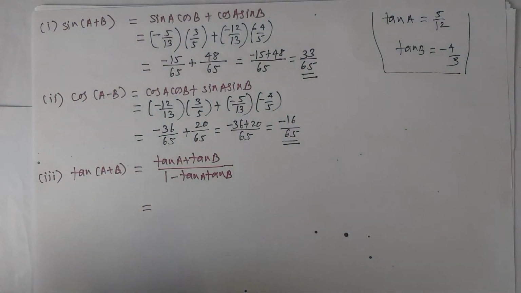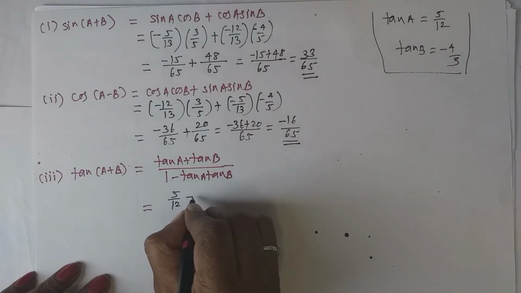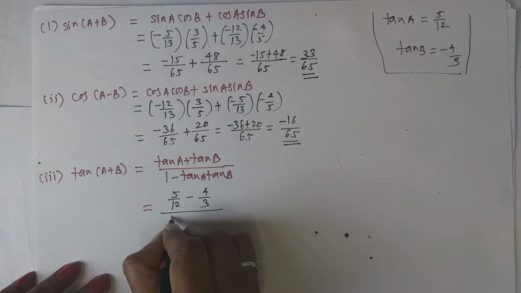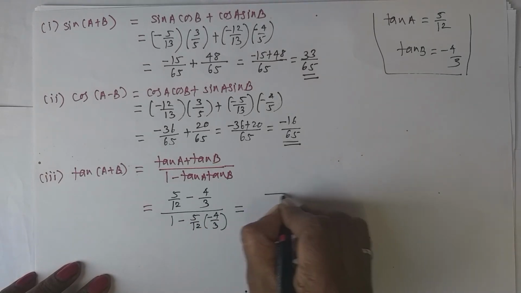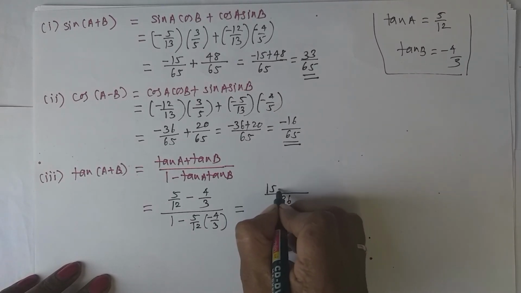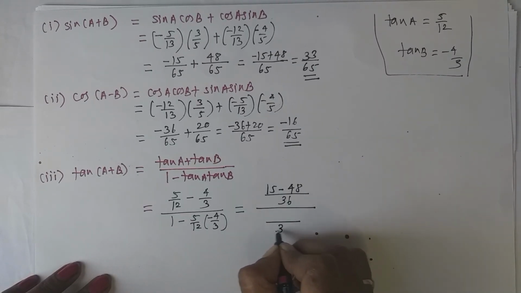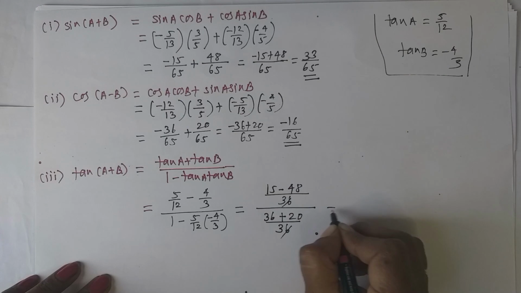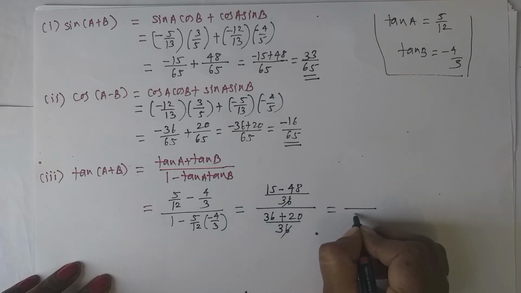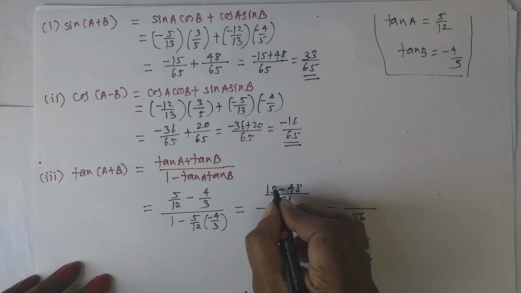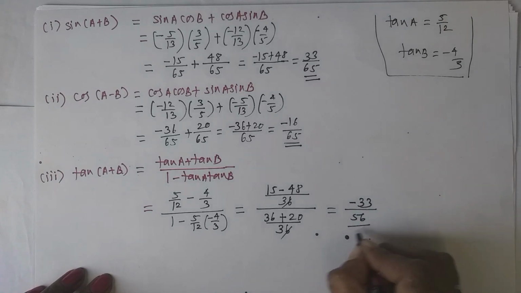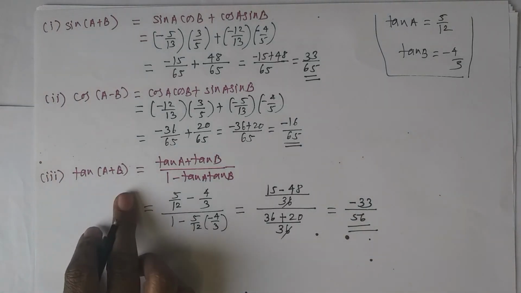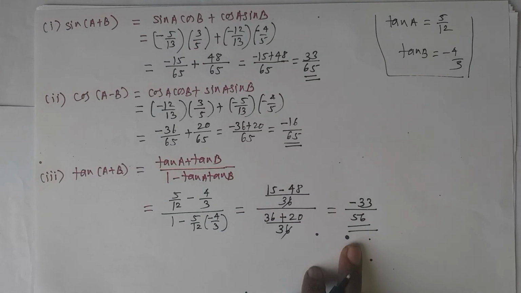I will keep these values in this formula: (5/12 - 4/3) divided by (1 - 5/12 into -4/3). Take LCM 36. Then this will be 15 minus 48, and the denominator LCM again 36, this will be 36 plus 20. This 36 will get cancelled, and this will be 56, and here 15 minus 48 will be minus 33. In this way we have got the value of tan(A+B) as -33/56.